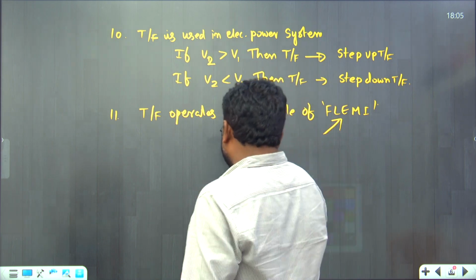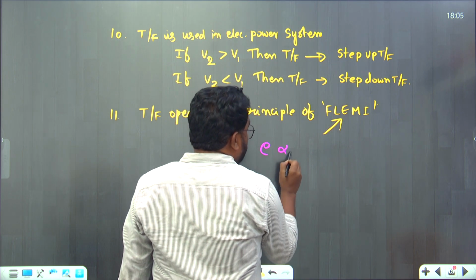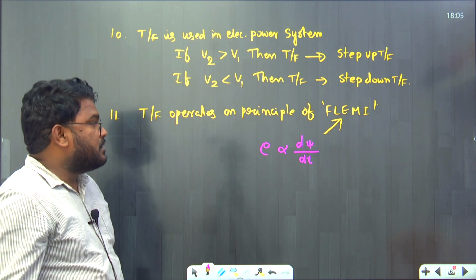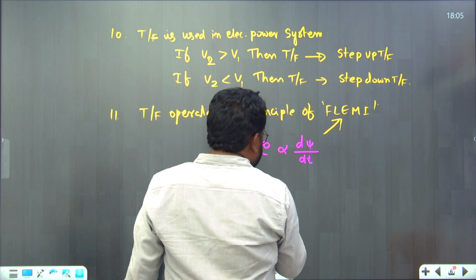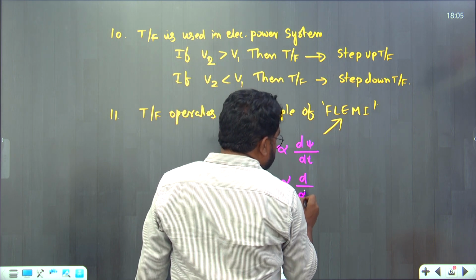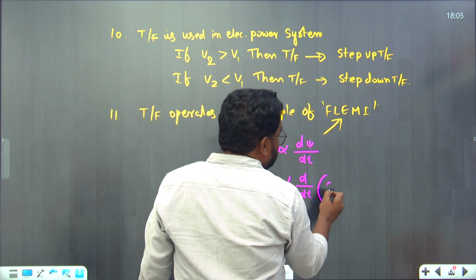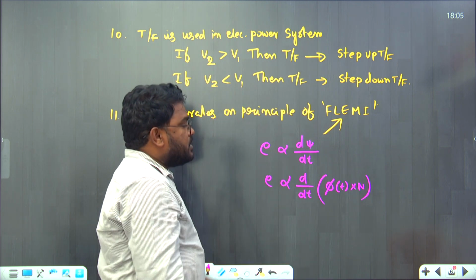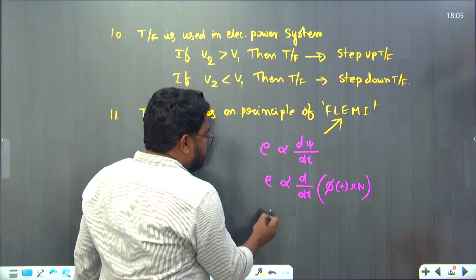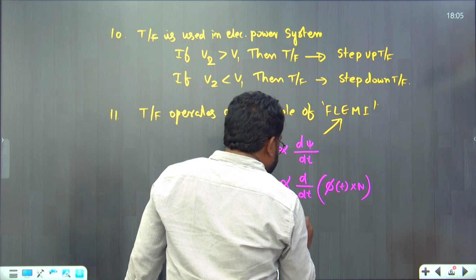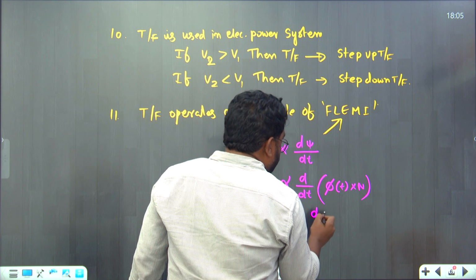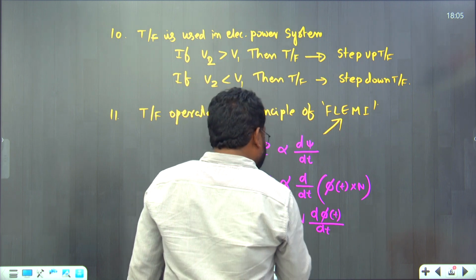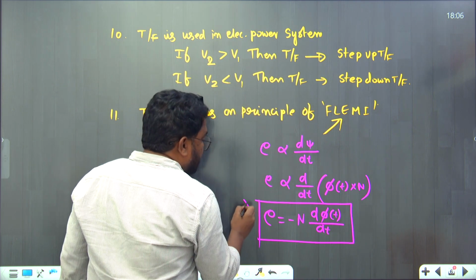Mathematically, how do we define it? The EMF induced in a coil is directly proportional to the rate of change of the flux linkage, d psi by dt. This equation can be written as differentiation with respect to time, and flux linkage is the flux multiplied by the number of turns in a coil. The number of turns is a constant. If we remove the proportionality constant, E is equal to minus N d phi by dt. This is the EMF induced in the transformer.